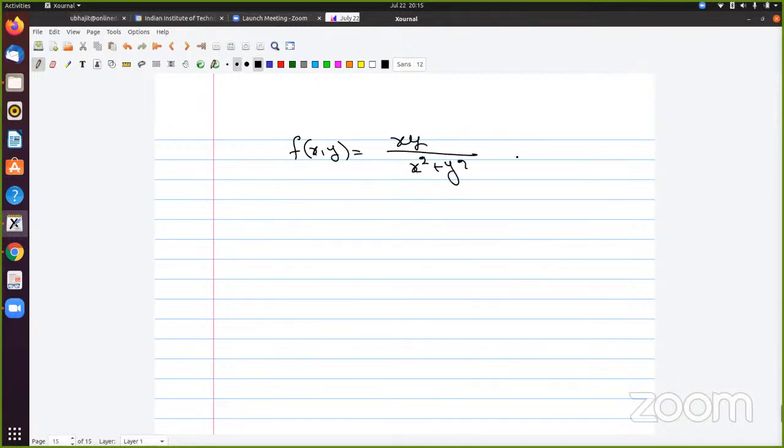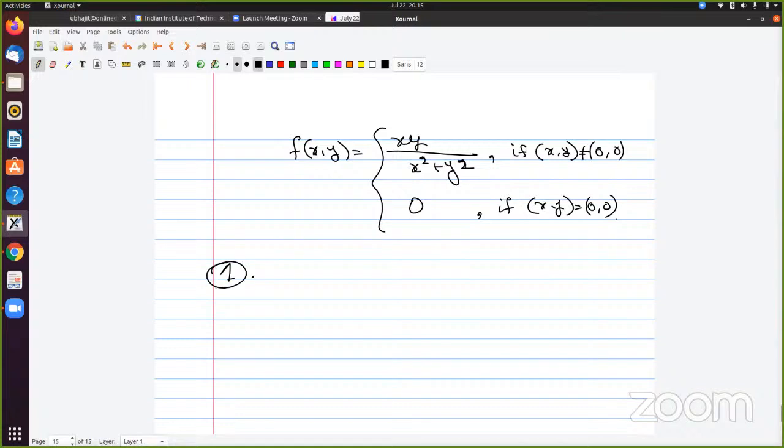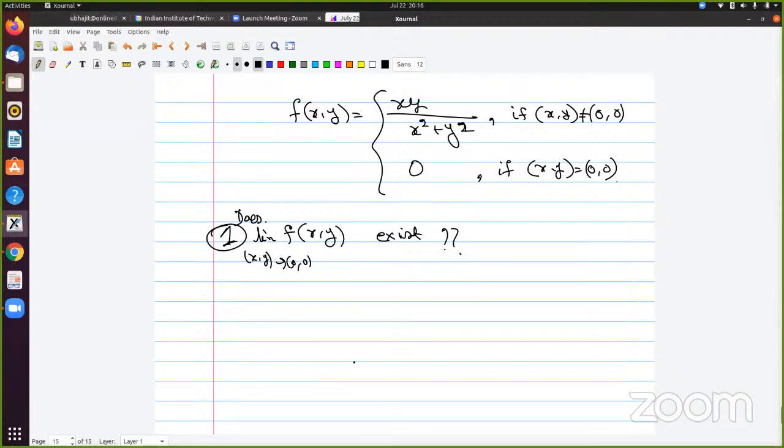So this is the function it is given, not 0, 0 at 0. I think this is the function. Okay. So my point is, first question is, does the limit of f(x, y) as (x, y) tends to (0, 0) exist? Does this limit exist? How can we check that?